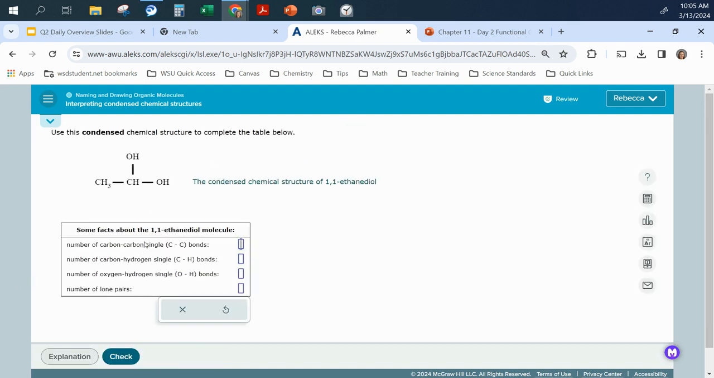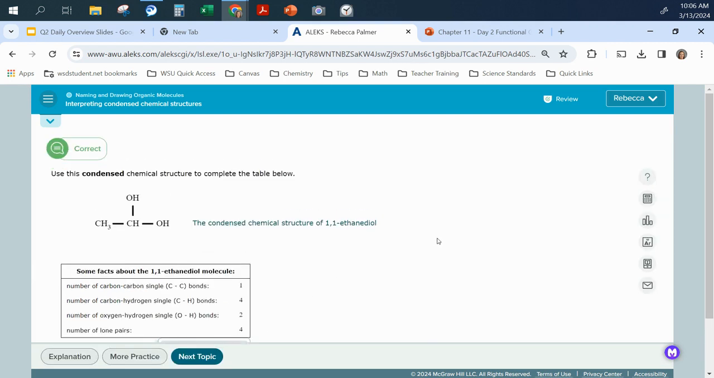This one says number of carbon to carbon single bonds. We've got 1 here. Number of carbon to hydrogen single bonds. We've got 3, 4. Number of oxygen to hydrogen single bonds. There's 1 here, 1 here, so that's 2. And then number of lone pairs. We have 2 oxygens, each oxygen has 2, so that's 4. And there's no nitrogen and no halogens. Okay, how are you guys on that one?